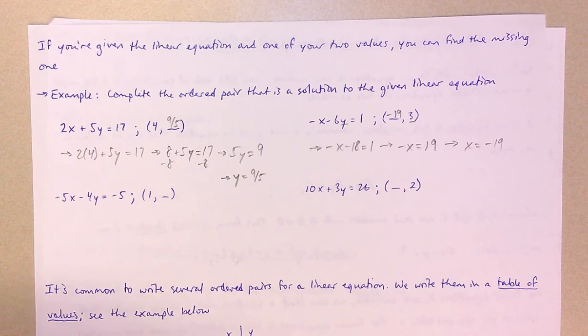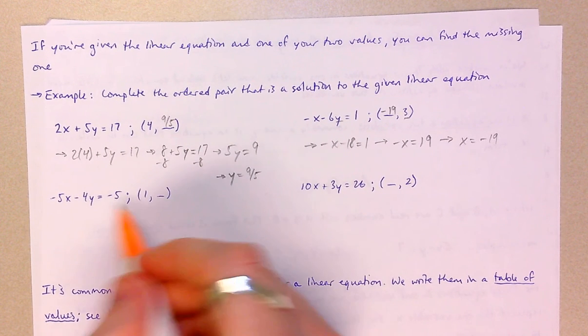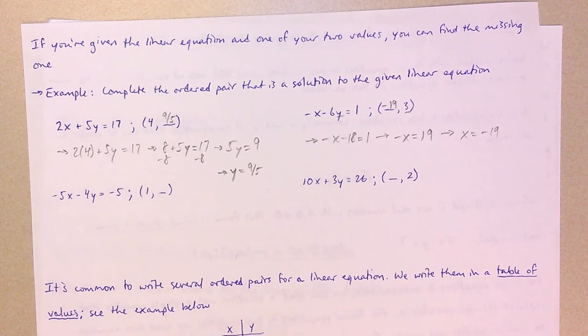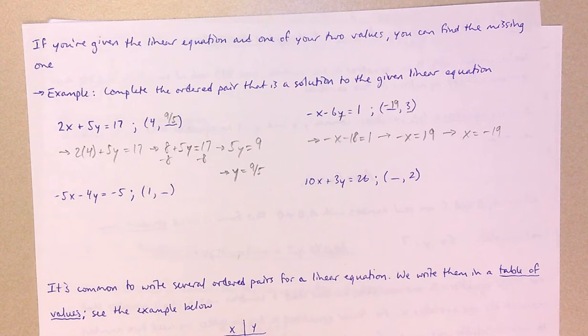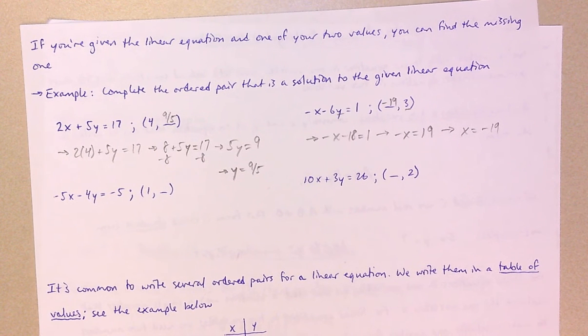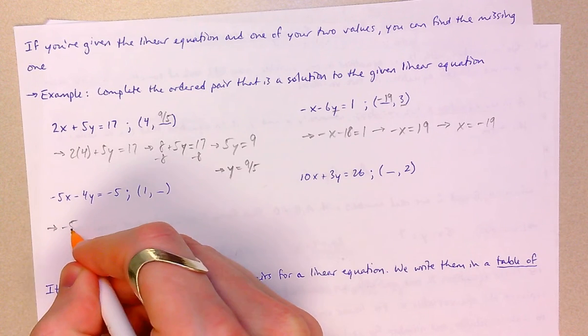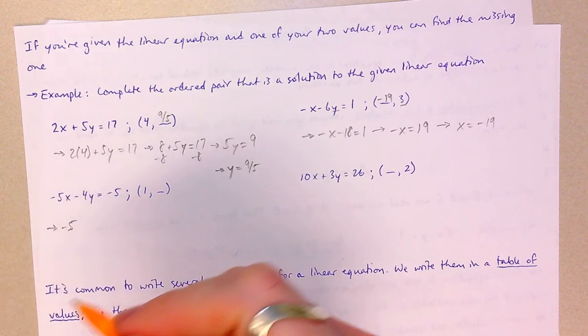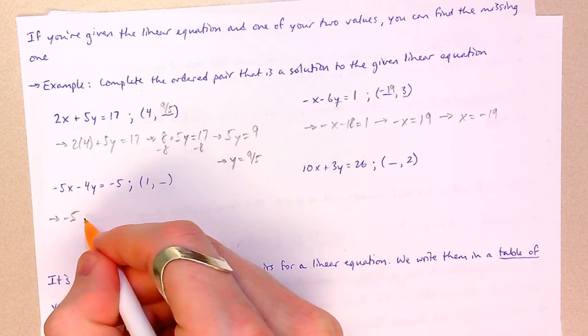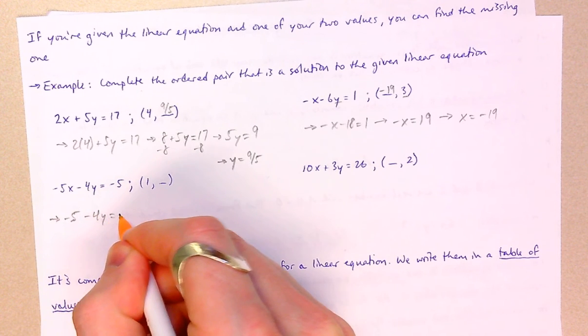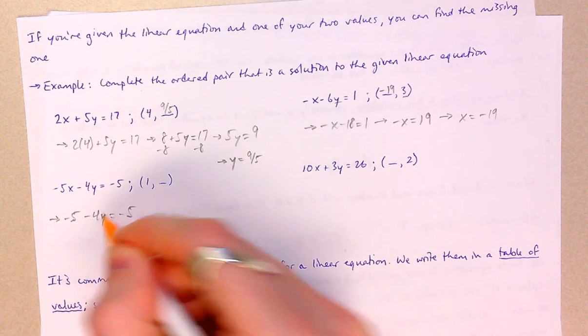We'll do the third one. I'll let you try the fourth one on your own. So once more, negative 5x minus 4y is equal to a negative 5. And I know that my x value has to be 1. So if I make that substitution, I get negative 5 times 1, which as we know is negative 5, minus 4y is equal to negative 5.